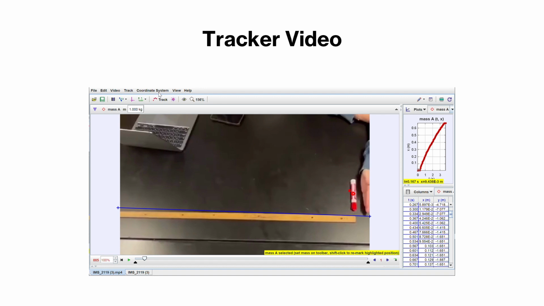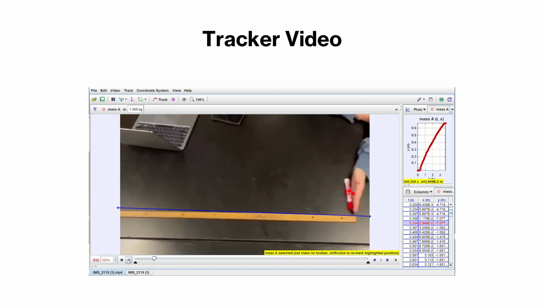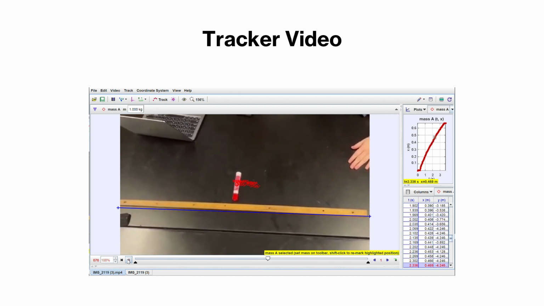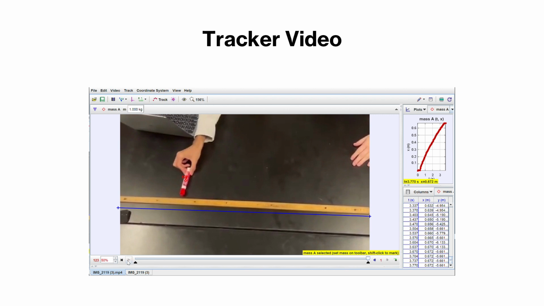Now here is my tracker analysis of the motion of the expo marker rolling along a table. In this, I was able to measure the position of the marker in relation to the time. I chose to orient my origin at the center of the marker and made it so that the marker rolls in the positive x direction from right to left.